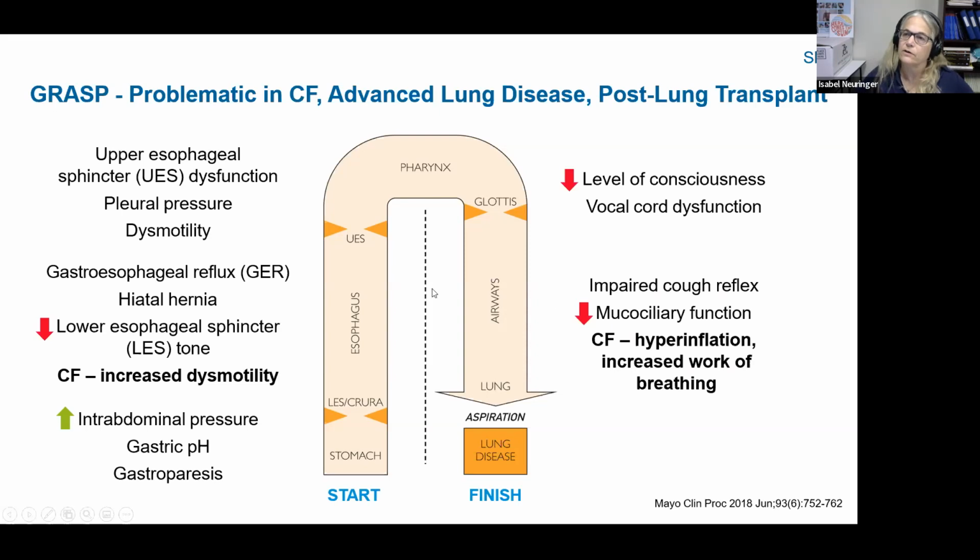In patients with an underlying lung disorder such as CF, there's a mechanical disadvantage in terms of the lungs being hyperinflated with increased work of breathing. This process from start to finish therefore can result in aspiration into the lungs, causing ongoing inflammation, remodeling, and recurrent cycles of infection.